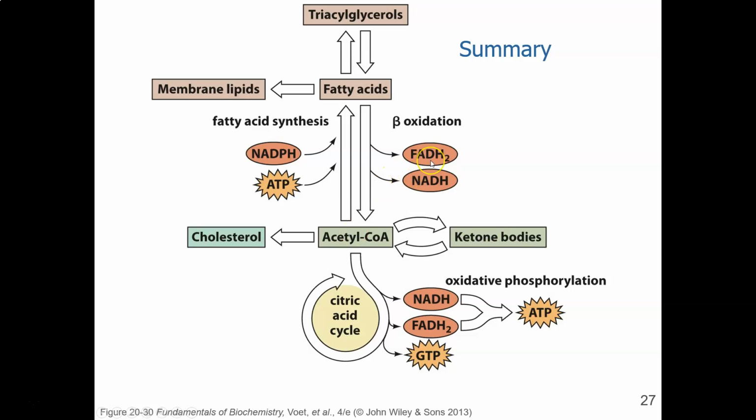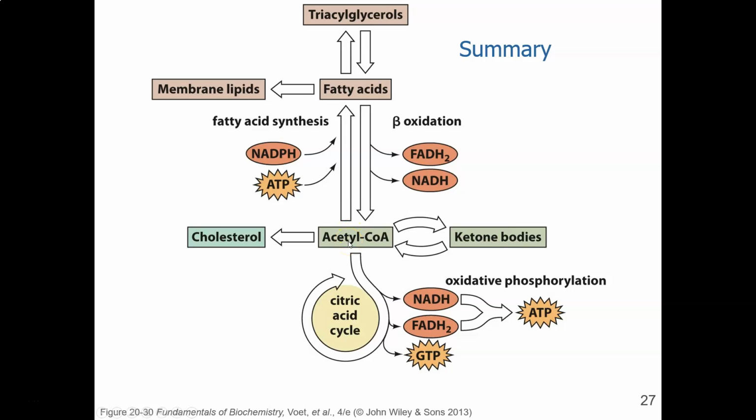Every cycle, remember, produces an FADH2 and an NADH. So if you have something like palmitate, which is 16 carbons, you'd go through 7 cycles, with the last cycle producing the 8th acetyl-CoA. So you'd produce 7 FADH2s and 7 NADHs, and you'd get 8 acetyl-CoAs.